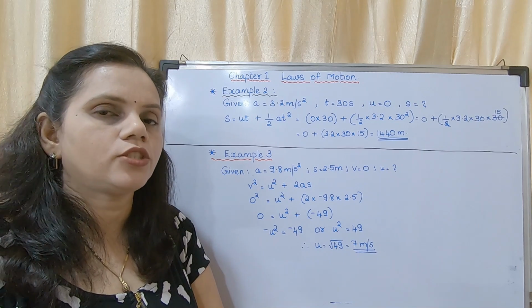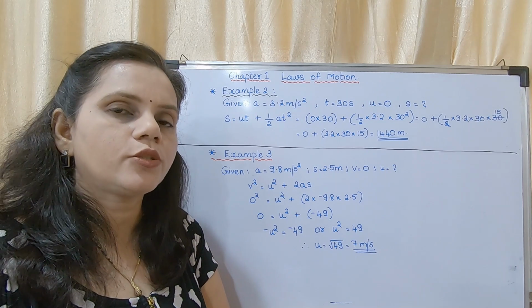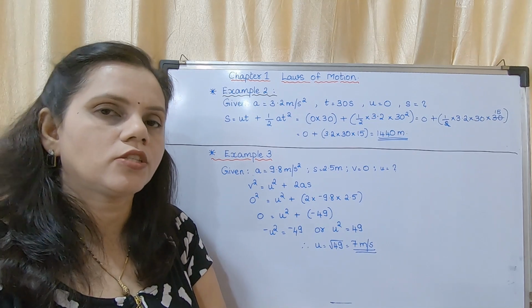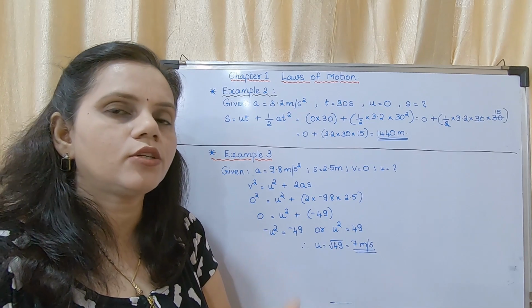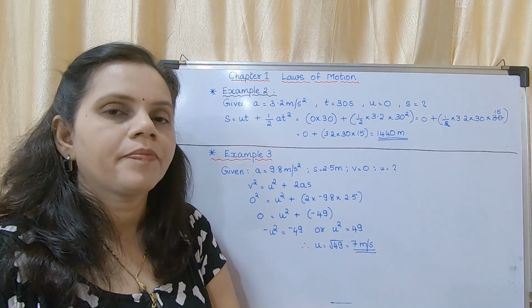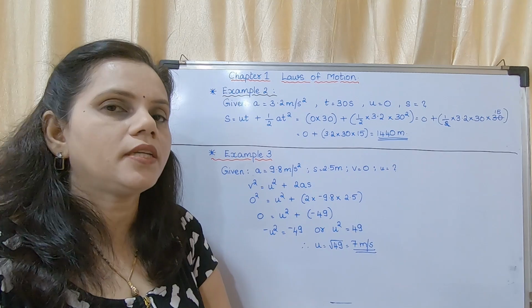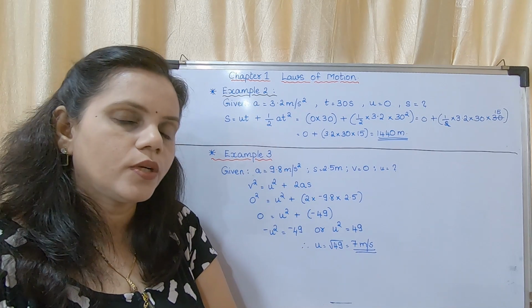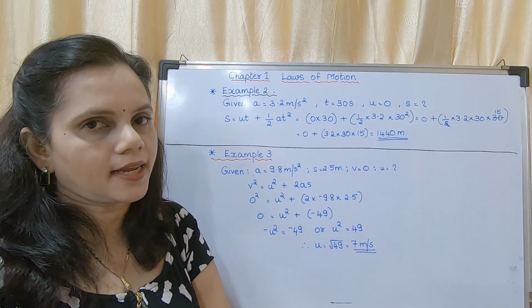Or the third equation. What is the third equation? V square is equal to U square plus 2AS. In that equation also there is S. So there are two equations in which S is there, and we have to find out S. Now we have to see what has been given. Now here we have A, we have T, we have U. So which equation? It is the second equation.